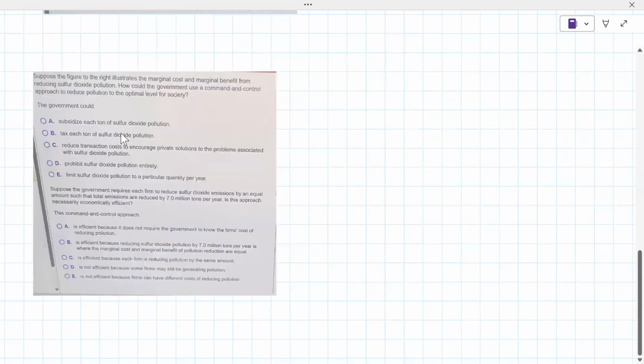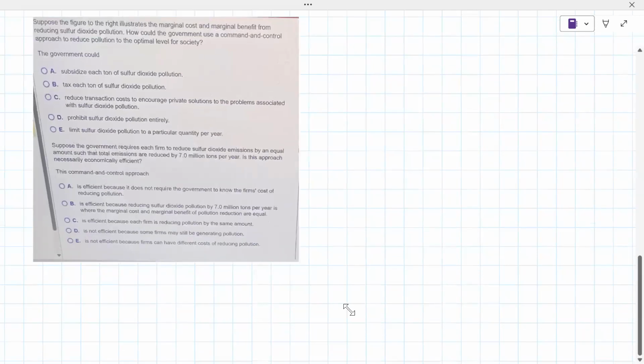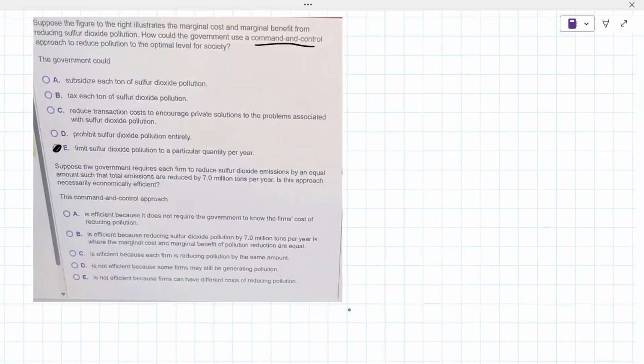So what I'm seeing is that with command and control, they're going to control things. That looks like a letter E. And then again, this is definition. They require each firm to reduce by the same amount, which isn't necessarily good. If you're a big company, that might be fine, but if you're a small company, that might be really difficult. So this is not efficient, because some firms have different costs of reducing pollution.